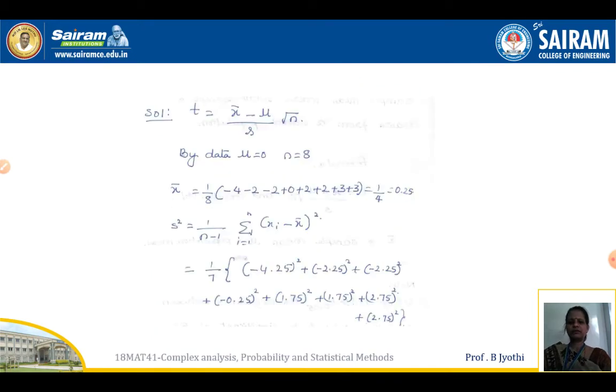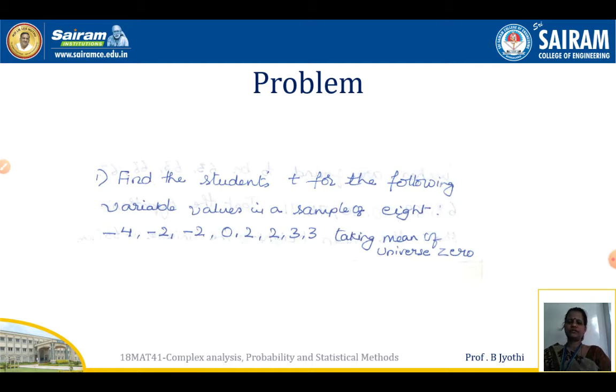Let us take a problem now. Find the Student's t for the following variable values in a sample of 8, that is -4, -2, -2, 0, 2, 2, 3, 3, taking the mean of the universe to be 0.